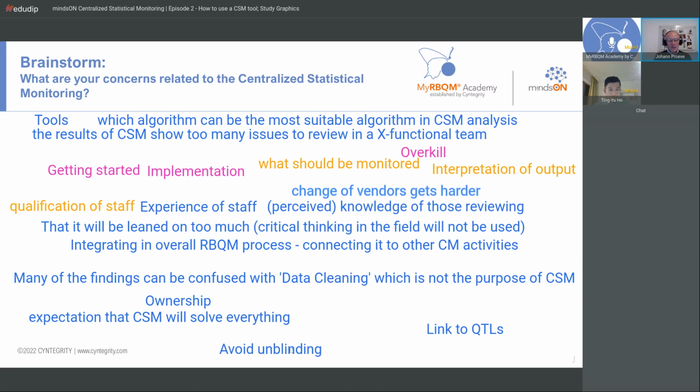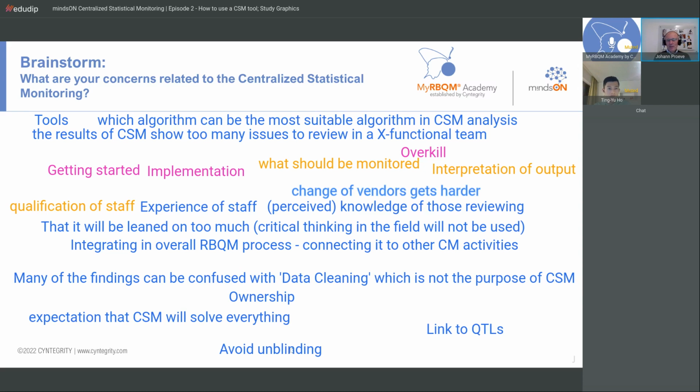The ownership, yes, who ultimately is the one that should do it? We will get to this slide on the skills required. I personally think that a central monitor with, let's say, a good natural science background is certainly a good candidate, but also what has been called in the past the data analysts. So not necessarily those that do the data cleaning in data management, but people that have a little broader view of the data. They could also be good candidates and could assume the ownership for the central statistical monitoring tool.